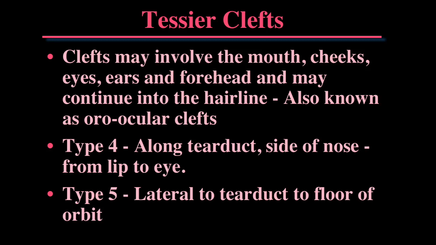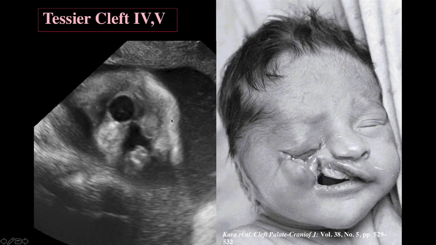Now, the Tessier Clefts, how many people here have heard of Tessier Clefts, have seen them? Good. These are very rare. So we have a whole group of experts here who've seen these. These are devastating clefts. They involve the mouth, the cheeks, the eyes, the ears, the forehead, and they are devastating. They occur along the tear duct side of the nose, literally from the lip to the eye. Type 4 and type 5 are the ones that are the lateral aspect of the nose, and they just go up into the eye. And here's an example of, this is one that we had that was older, and this is from the internet showing you what those clefts look like.